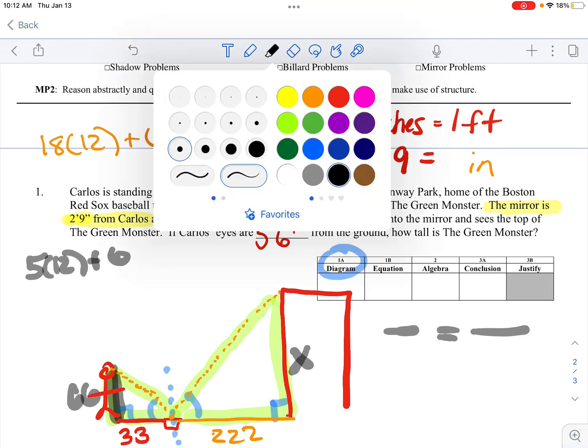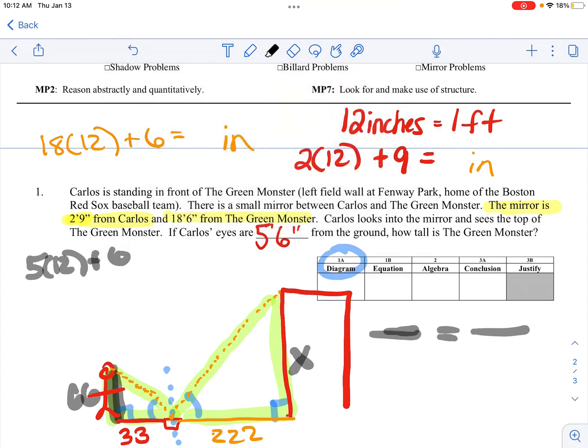All right, why is this gray of all colors? Maybe we'll figure that out later.